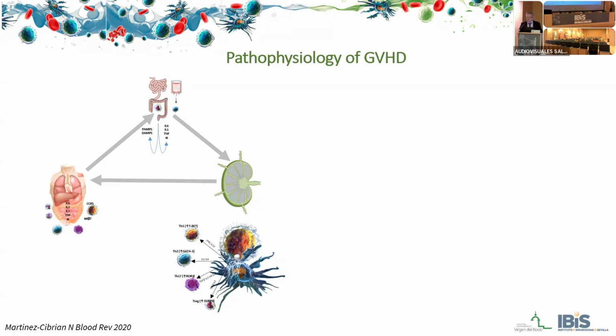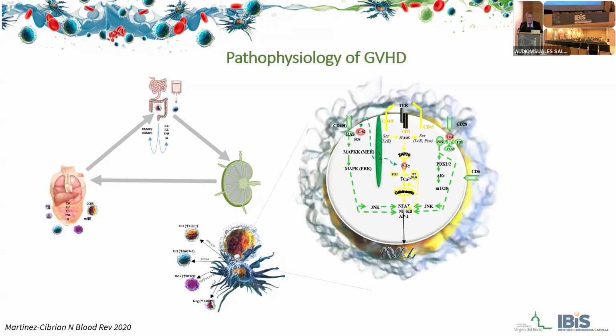And therefore, this time frame, days 2 to 4, is key because it's the time when these alloreactive T cells become fully activated. And this activation takes place through the T cell receptor and downstream, where you can find molecules such as calcineurin, which is a key target for some of the immunosuppressive drugs that we are using to prevent graft versus host disease. But also the T cell needs a second signal, what we call signal 2, which is downstream co-stimulatory molecules such as CD28.